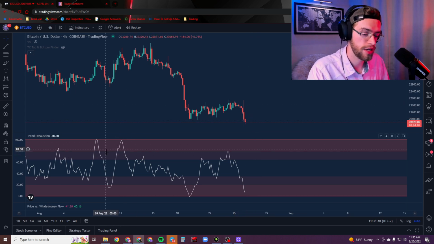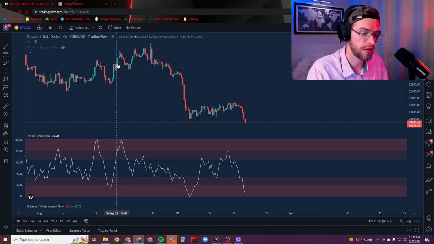If the trend exhaustion enters the upper red section, this means that the uptrend is likely exhausted, as you saw here, and is likely to move down. If it enters the inner red territory, this means that a move down is likely. If it enters the top red territory, this means a move down is imminent.